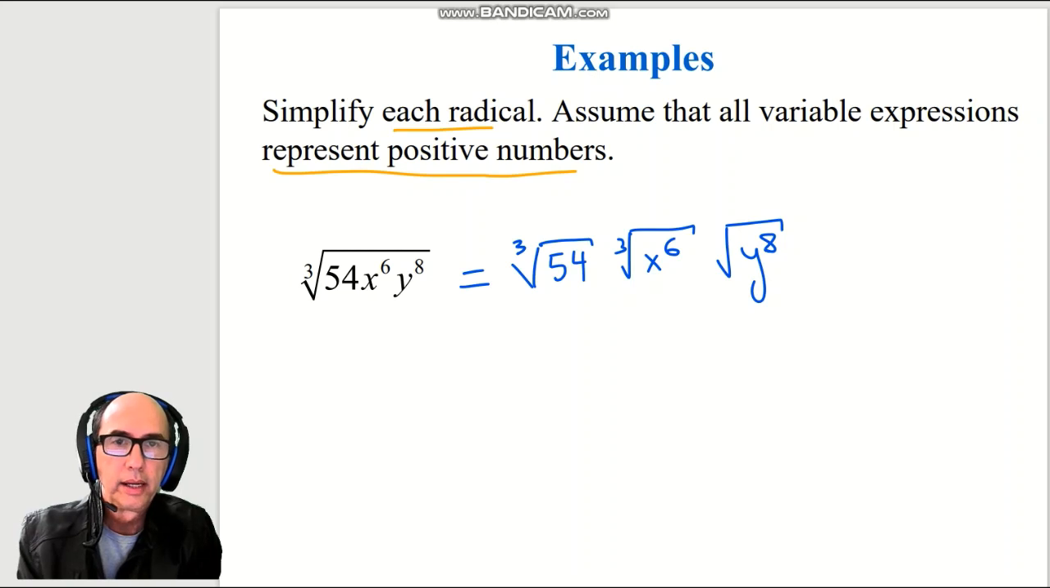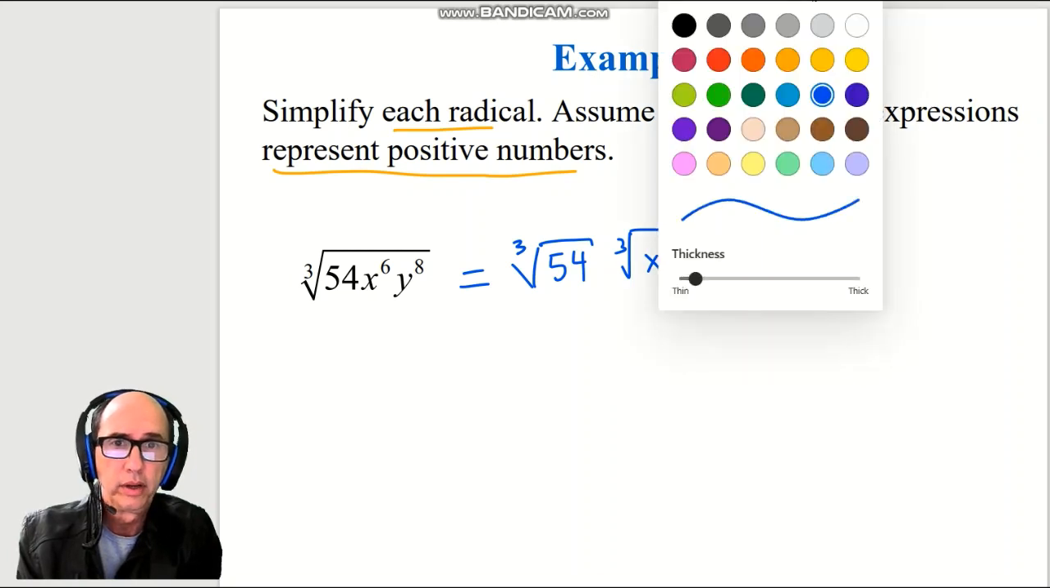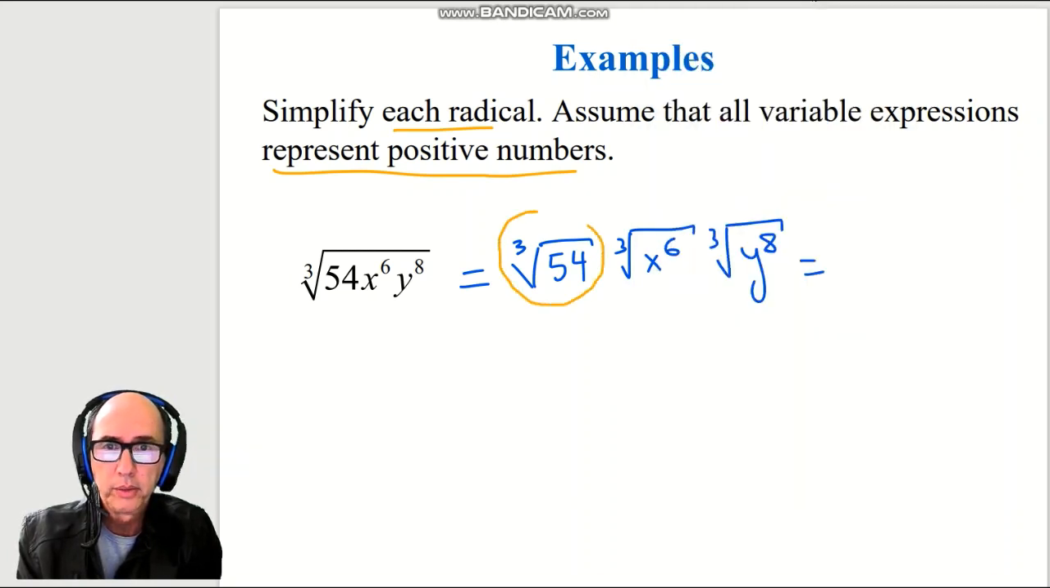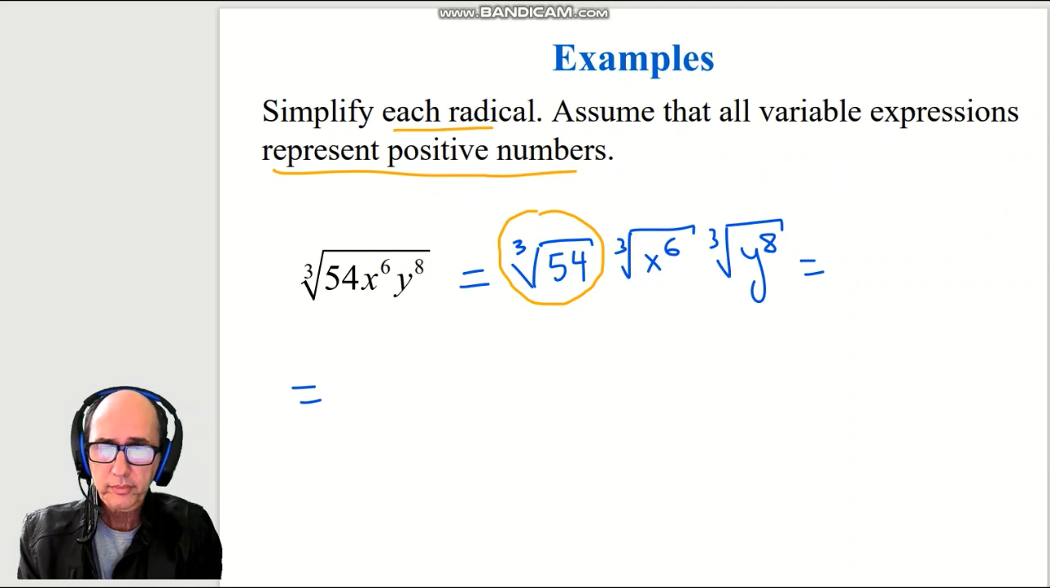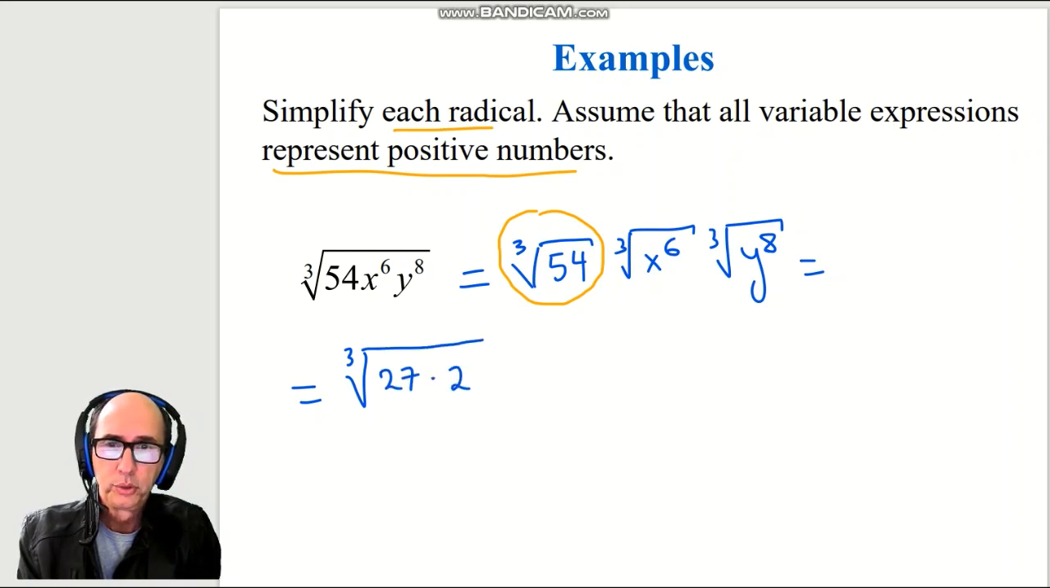I think the best way of working quickly, let's do one by one. Cube root of 54, we need to find two numbers. One number is a perfect cube. The multiplied is 54. I think 27 times 2.